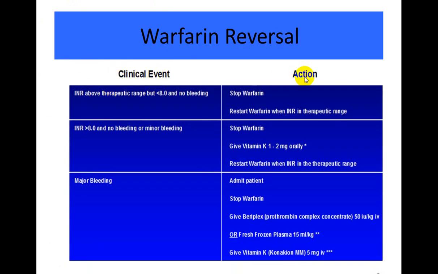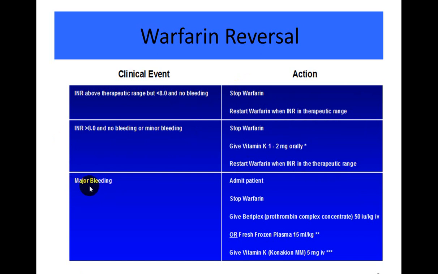So, clinical events and your action. When the patient comes to you with a bleeding tendency due to warfarin and you measure the INR: if the INR is above the therapeutic range but not more than 8 and there is no bleeding, your action is to stop warfarin and restart warfarin when the INR is in the therapeutic range. When the INR is more than 8 with no bleeding or minor bleeding, stop warfarin, give vitamin K 2 mg orally, and restart warfarin when the INR is in the therapeutic range.